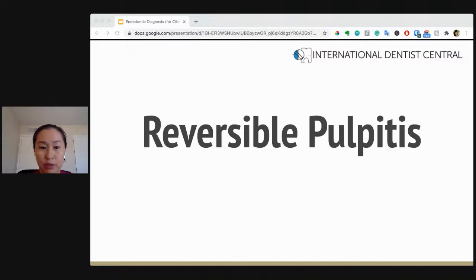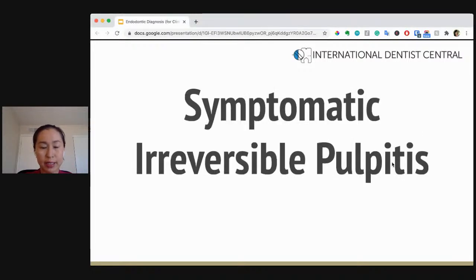This is an assumption, right? That this pulp can return to normal after we manage it. So we always need to evaluate this tooth further to determine whether or not this tooth has returned back to normal. Yeah, so that's reversible pulpitis.